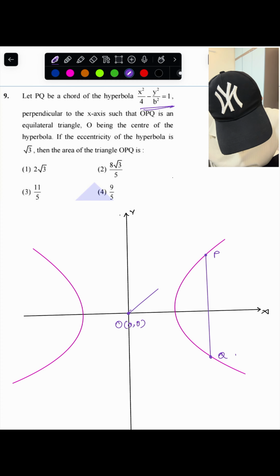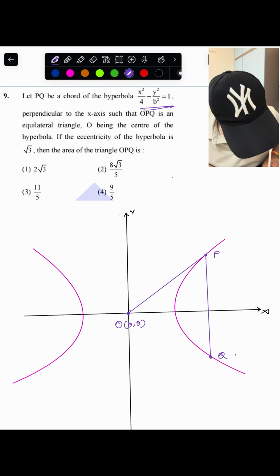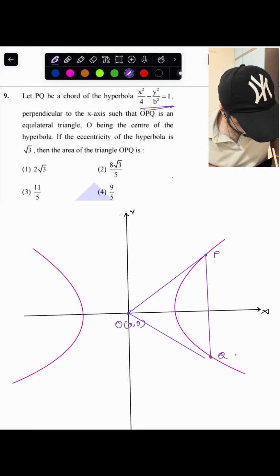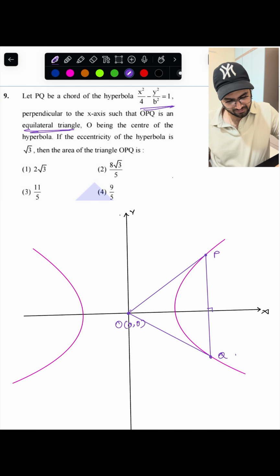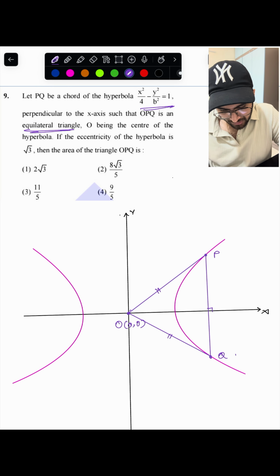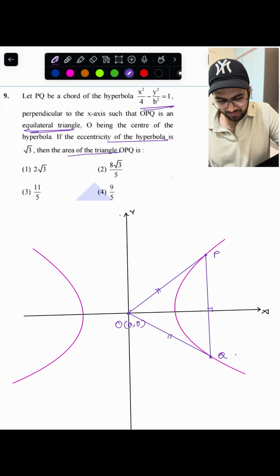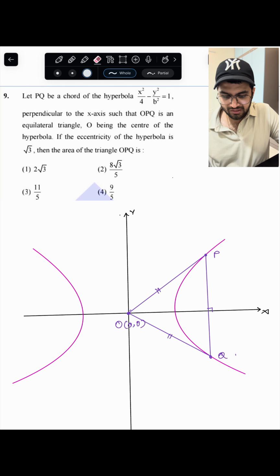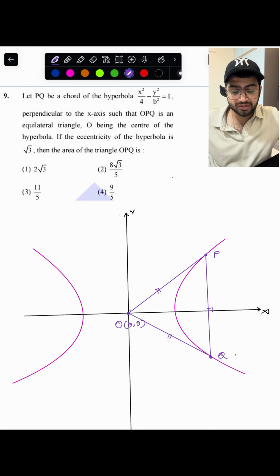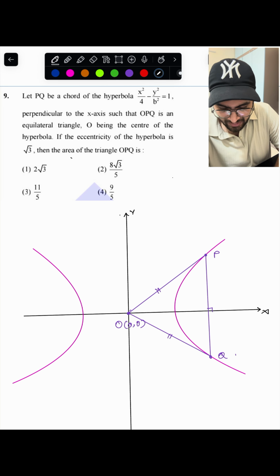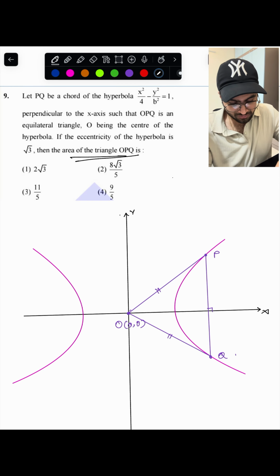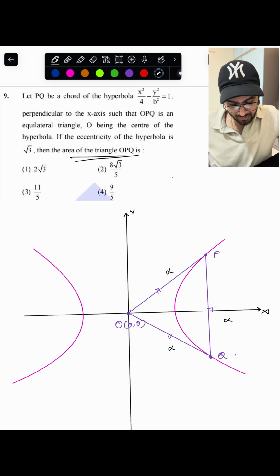So join OP and OQ, and you will have a triangle, and this triangle is said to be an equilateral triangle, with PQ perpendicular to the x-axis. Equilateral triangle means all the sides are equal, right? Eccentricity is given. Area of triangle OPQ we need to find. To find the area of an equilateral triangle, we just need the side of the equilateral triangle, right? So let's start from the end. We need the area of the triangle, so let us assume the side of this equilateral triangle is alpha.